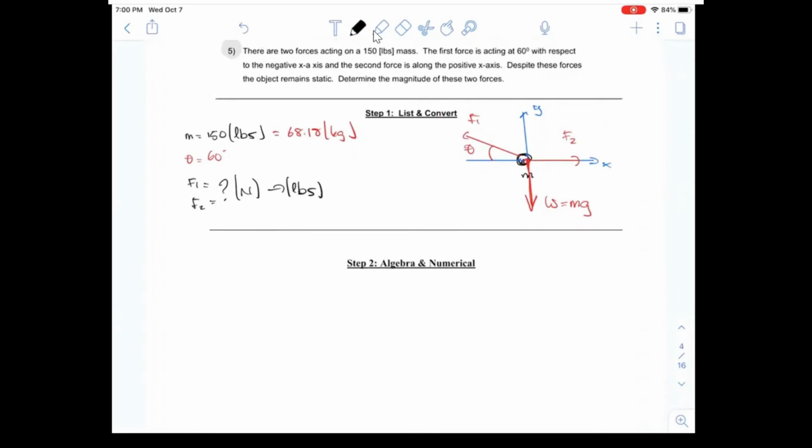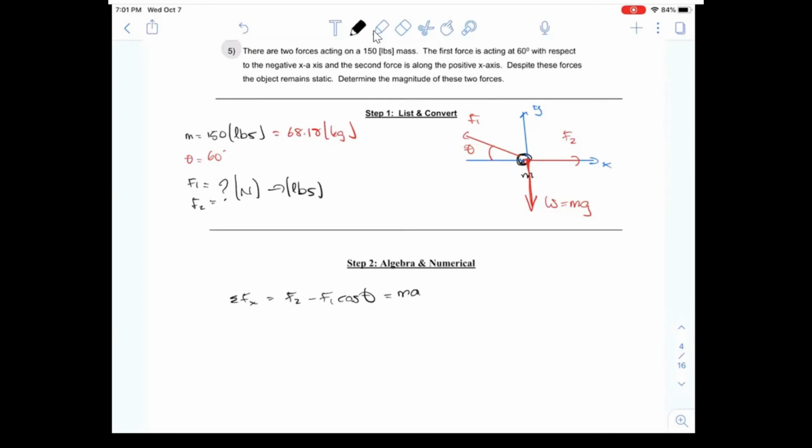Just sum up all the forces in the x direction. All right, and that's going to be your first equation. So along the x direction, what do we have? You got F2 in this direction, so that's positive. And then you have F1 pointing in the negative x direction, so this one is going to be negative. F1 is going to have an x component in this direction, so F1 times cosine of this angle is going to be the x component of F1.